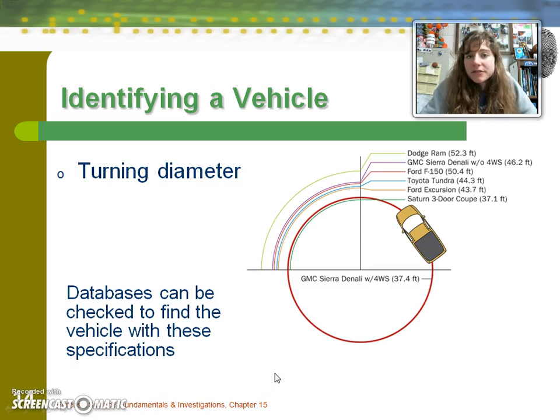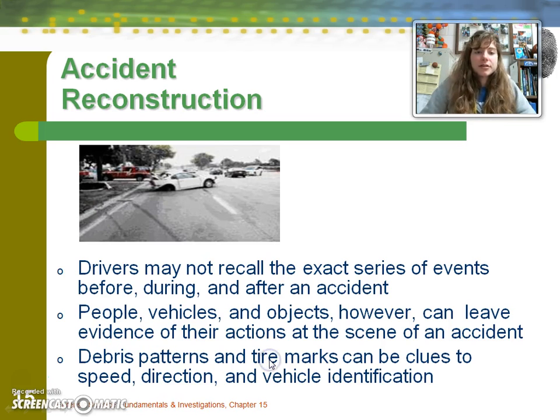Another thing that can be identified in vehicles is the turning diameter. And so you can see that this Saturn three-door coupe, for example, has the best turning radius or turning diameter, whereas in this graphic, the Dodge Ram is the worst. And that might be expected as it correlates with the size of the car. But databases have these types of statistics that are accessible to investigators.